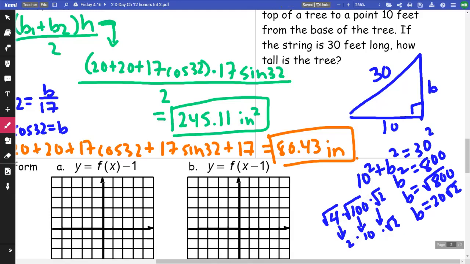So how tall is the tree? That's how tall the tree is. Now, as a decimal, 20 times the square root of 2 is 28.28 feet.